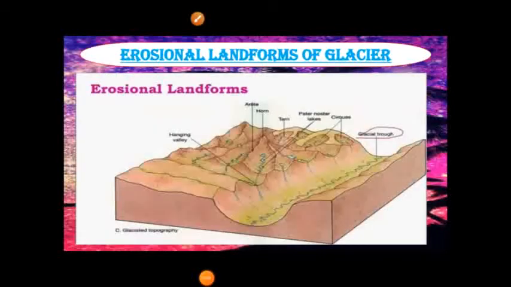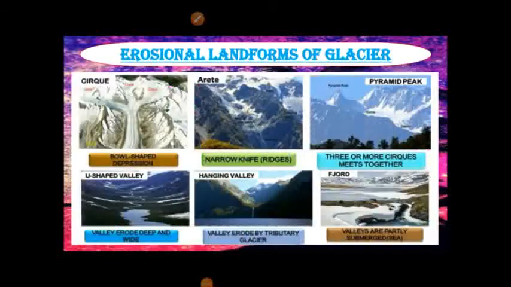Erosional landforms of glacier. Cirque. The glacier erodes a steep side wall of the mountain and forms a bubble-shaped, armchair-like depression. It is termed as cirque.